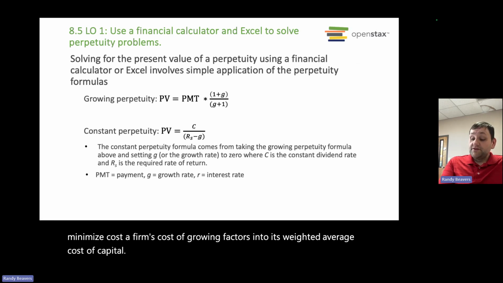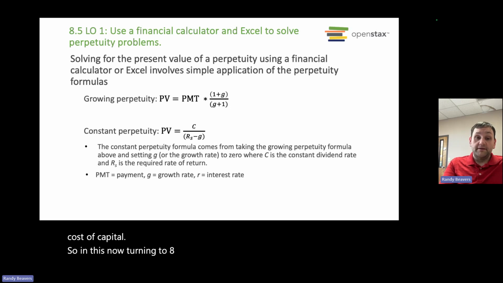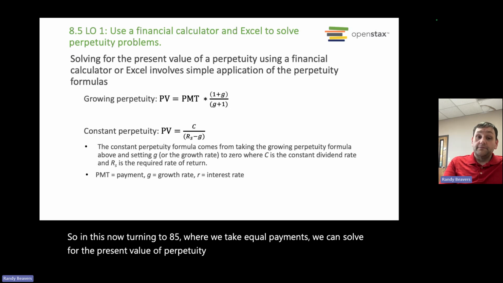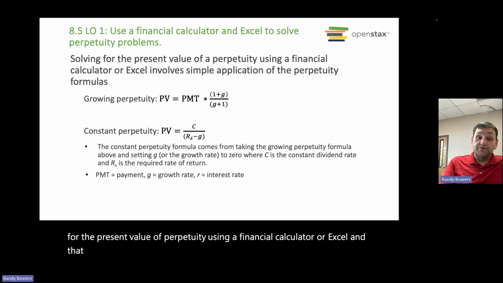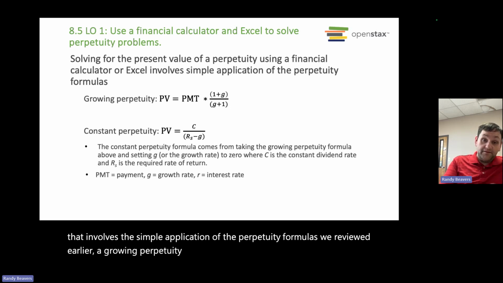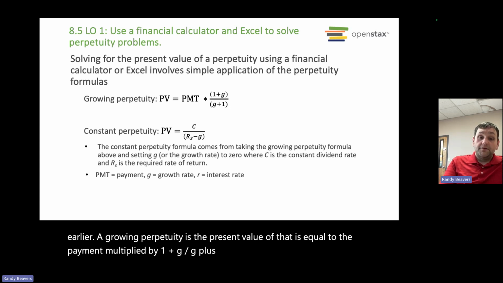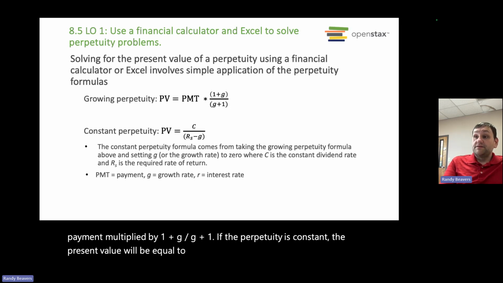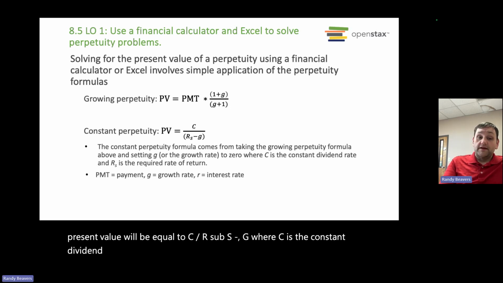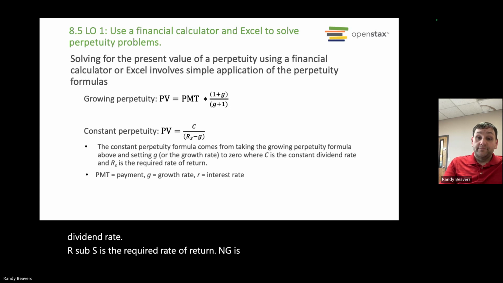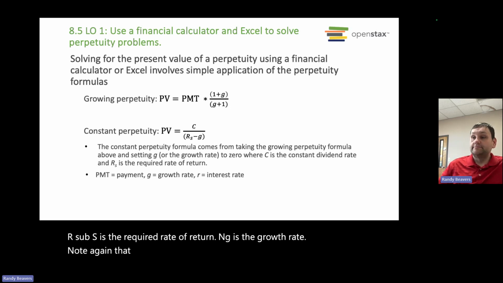Now turning to 8.5, where we take equal payments, we can solve for the present value of a perpetuity using a financial calculator or Excel, and that involves the simple application of the perpetuity formulas we reviewed earlier. For a growing perpetuity, the present value is equal to the payment multiplied by 1 plus G, divided by G plus 1. If the perpetuity is constant, the present value will be equal to C divided by R sub S minus G, where C is the constant dividend rate, R sub S is the required rate of return, and G is the growth rate. Note again that PMT stands for payment.